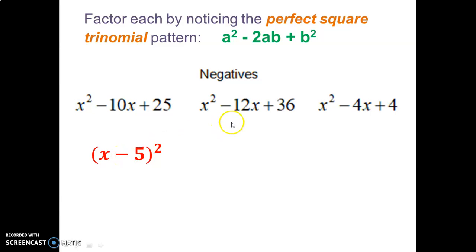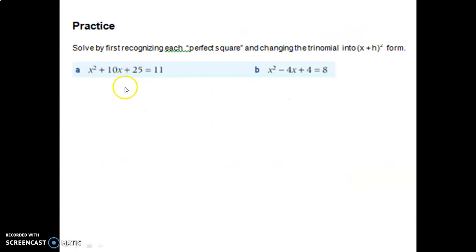Alright, how about this one? X minus 6 squared. And last one, x minus 2 squared. So hopefully after those 6 you clearly see the pattern. Perfect square factors into something like this. Alright, so let's take that a step further.